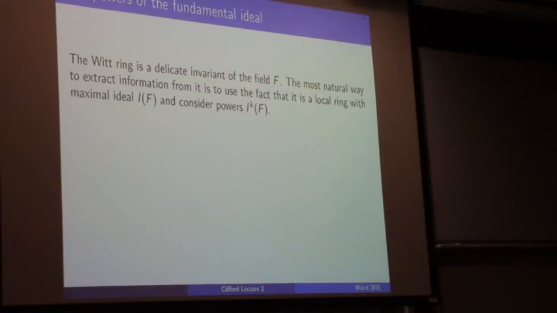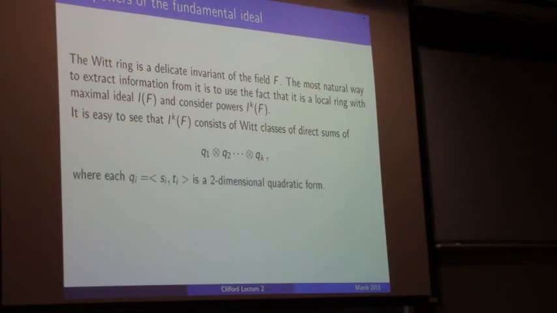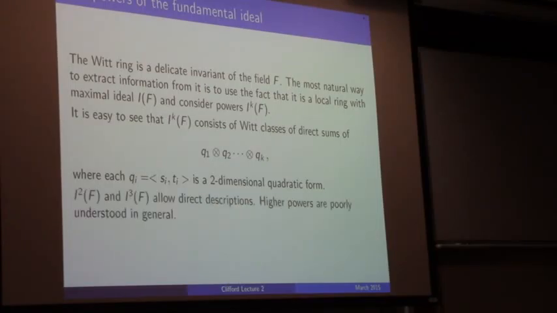So one can look at various powers of this maximal ideal. So the powers consist of Witt classes of direct sums of forms that are tensor products, where each Qi is a two-dimensional form. So that's just the definition of a power of an ideal. So loosely speaking, I1 and I2 are well understood. I3 is sort of in the middle. And then after that, they are poorly understood.